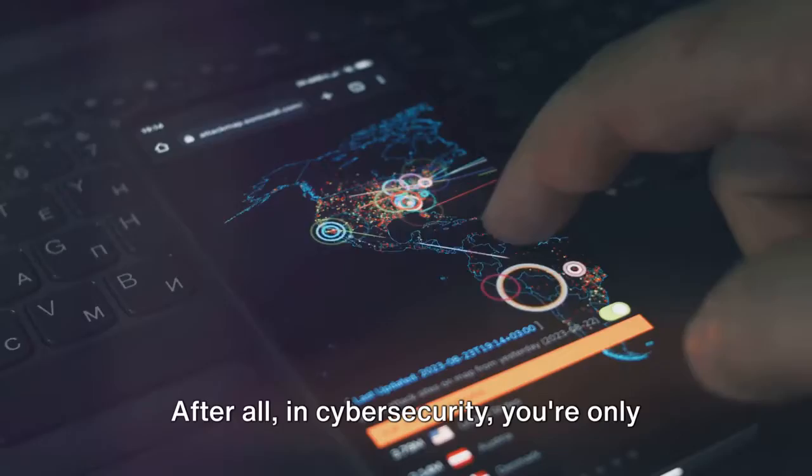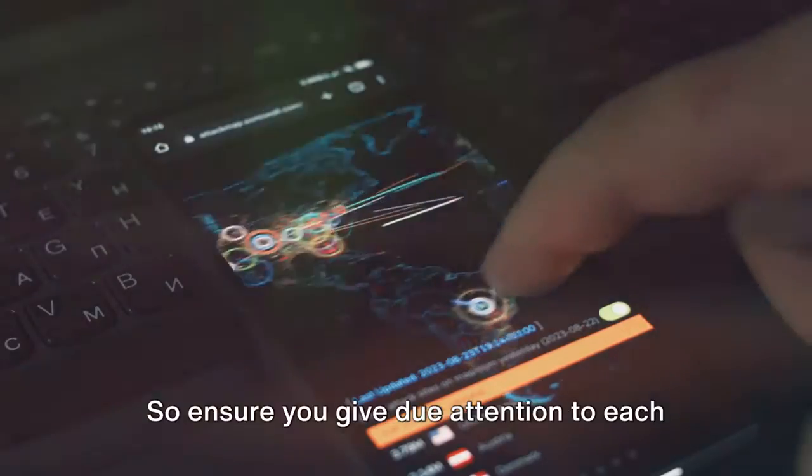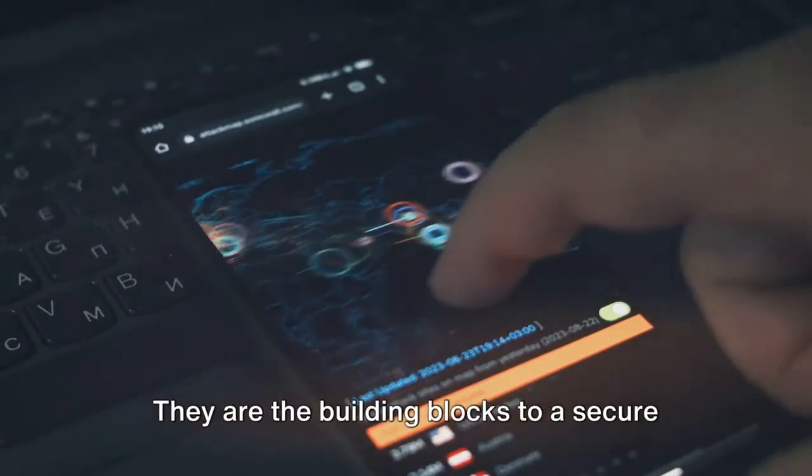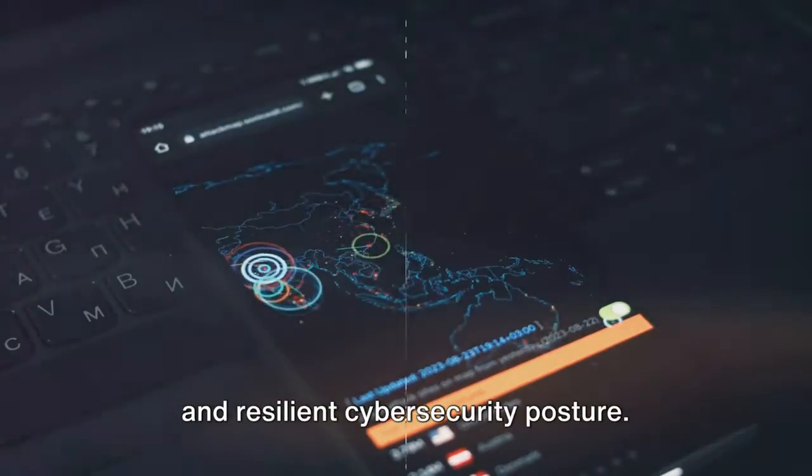After all, in cybersecurity, you're only as strong as your weakest link. So ensure you give due attention to each of these key deliverables. They are the building blocks to a secure and resilient cybersecurity posture.